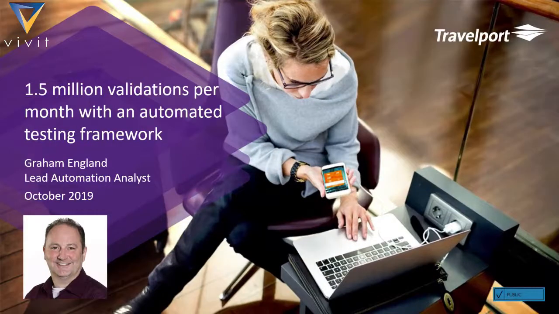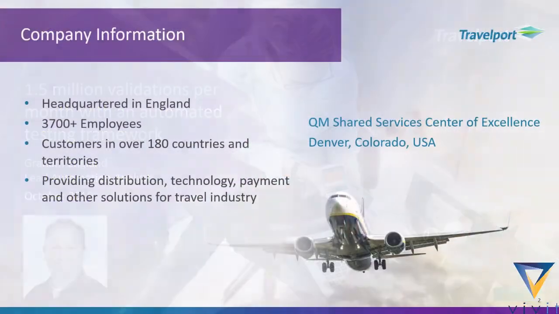So let's walk through some slides quickly together. I call this presentation 1.5 million validations per month with an automated testing framework, and you'll find out why shortly. First of all, let's look at some company information. I work for Travelport, which is a global technology company building travel industry solutions.